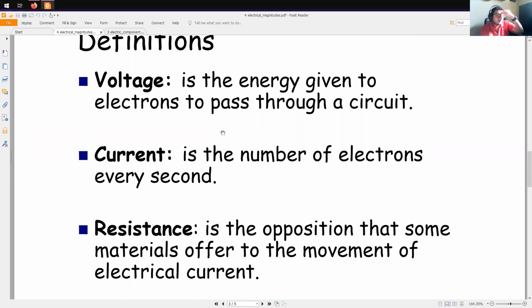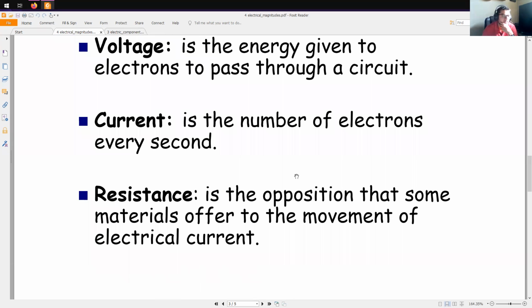Current is the number of electrons every second. Current es la cantidad de electrones que hay en cada segundo. And the resistance is the opposition that some materials offer to the movement of electrical current. Así que la resistencia es la oposición a ese flujo de electrones.